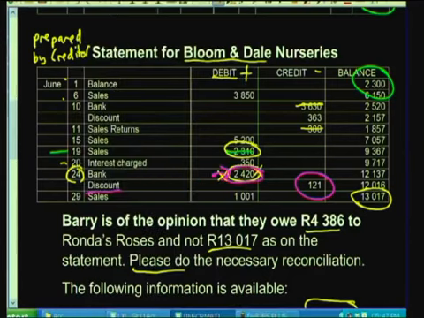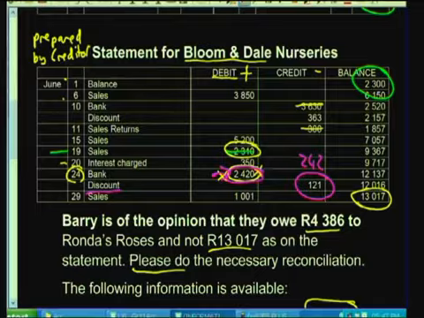So what they should have done is they should have recorded, this is Rhonda's Roses now, our creditor, they should have recorded an amount of 242 in the credit column. They've given us a discount, so they should reduce our account by 242. But they haven't. Look what they've done. They've recorded only 121 Rand. So they've recorded much less of a discount than what we actually got.